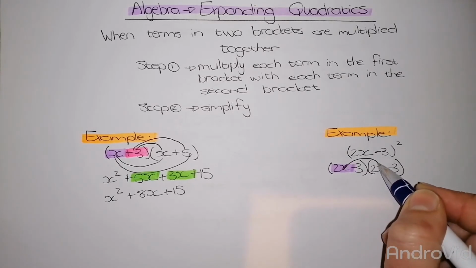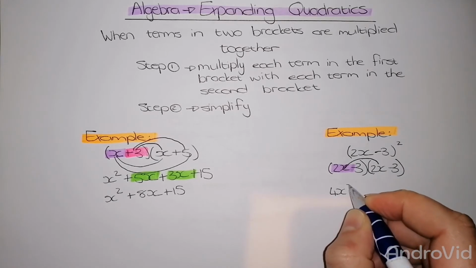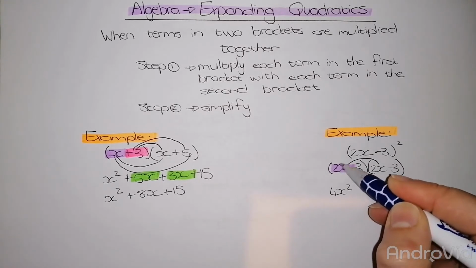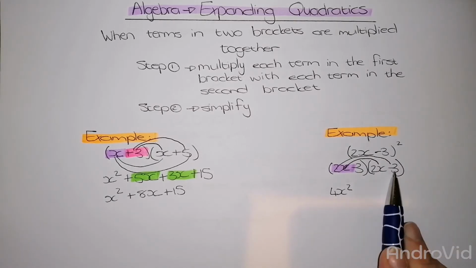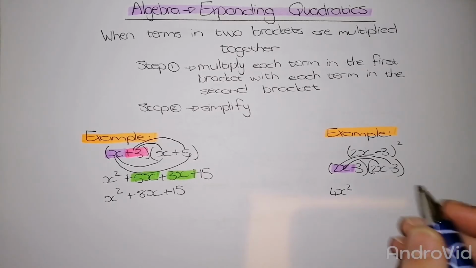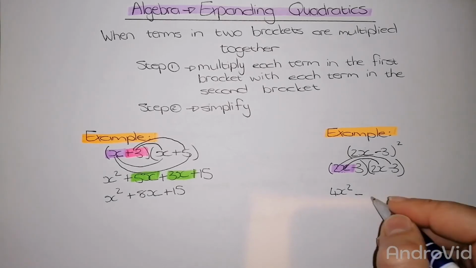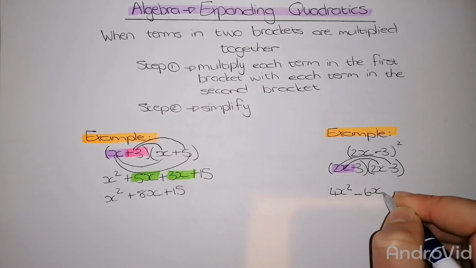2x times 2x gives me 4x squared. 2x multiplied by negative 3. Now I've got a different symbol, so I need to apply the symbol rule as well. Positive times a negative gives me a negative. And 2x times 3 gives me 6x.